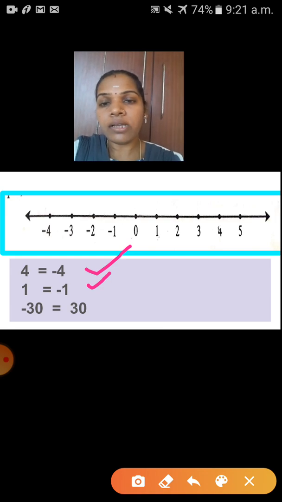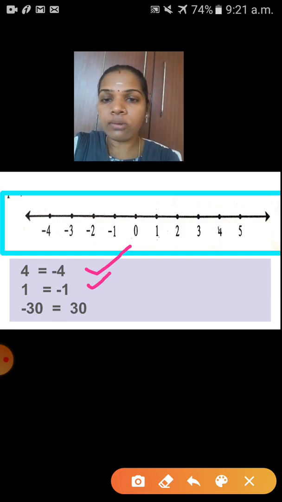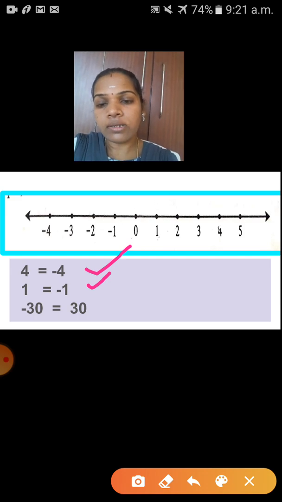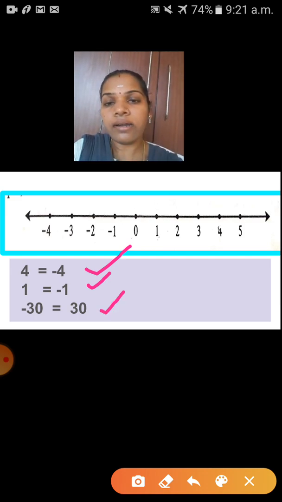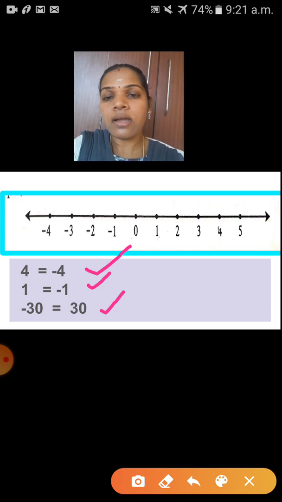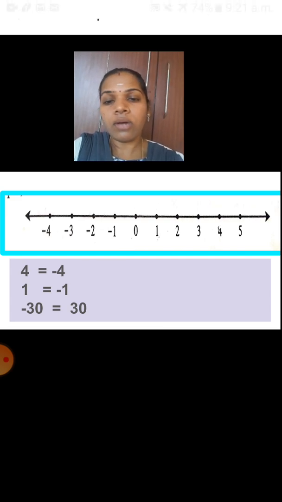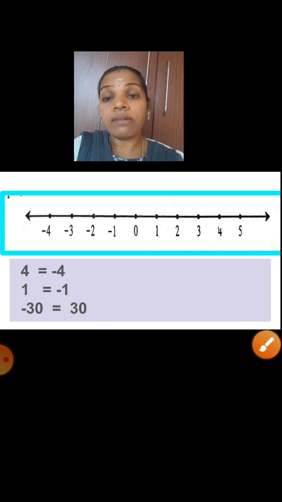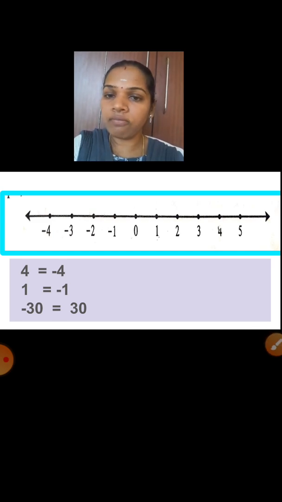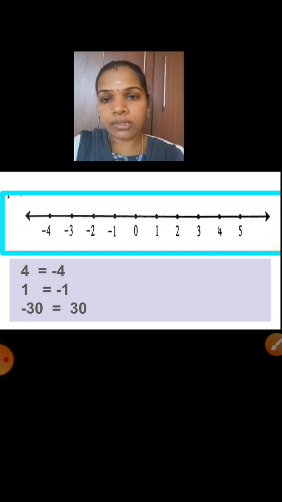Okay, so simply we can say, suppose positive 30. What is the opposite number of positive 30? Yes, negative 30. So now I will say positive 30 and negative 30, these two numbers are opposite numbers. Now I will ask you one question here. What is the opposite number of positive 25? Yes, negative 25. So I hope you understood what is meant by opposite numbers.